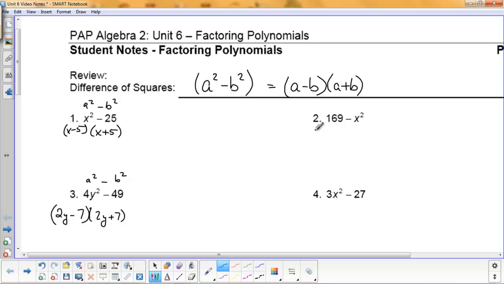Questions 2 and 4 will be left for you to do. Very simple there. Hint on number 4, G, C, F.